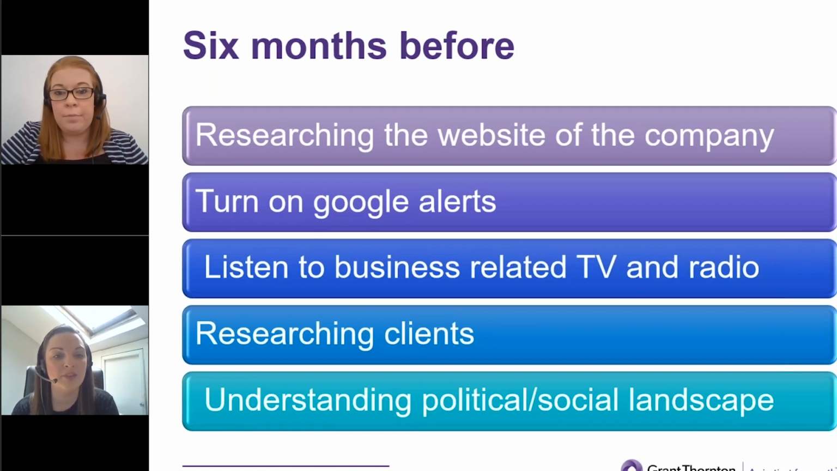So as you can see, there are 5 points on the screen at the moment. Some of those points are pretty self-explanatory, so I'm not going to go through all of them, but I am going to focus on 2 points. One of those points being Google Alerts, and the second point being the understanding of the political and social landscape. So the first one, Google Alerts.